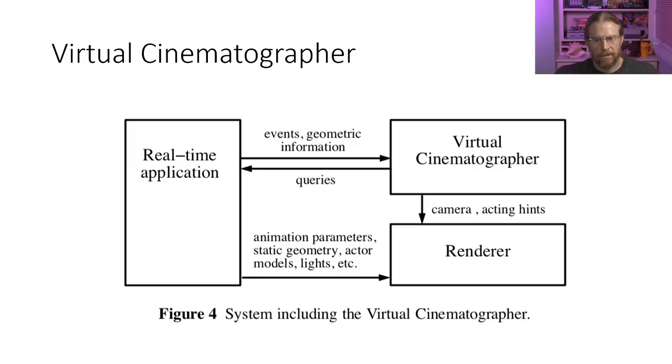And also the virtual cinematographer needs to be able to talk to the application and make queries, so asking for specific information that can be used. And so the cinematographer is going to be sending controls to the camera, like camera positioning, so the 7 degrees of freedom. There also can be acting hints.